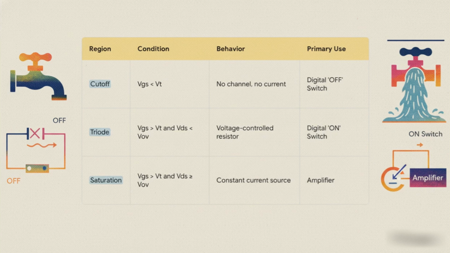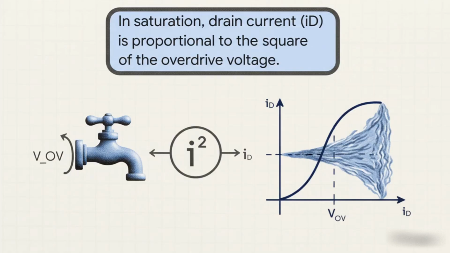And that predictable, stable flow, that's the secret sauce for building amplifiers. And believe it or not, there's a beautiful piece of physics that describes that saturation mode. It's governed by the famous square law. This equation tells us that the drain current is proportional to the square of the overdrive voltage.